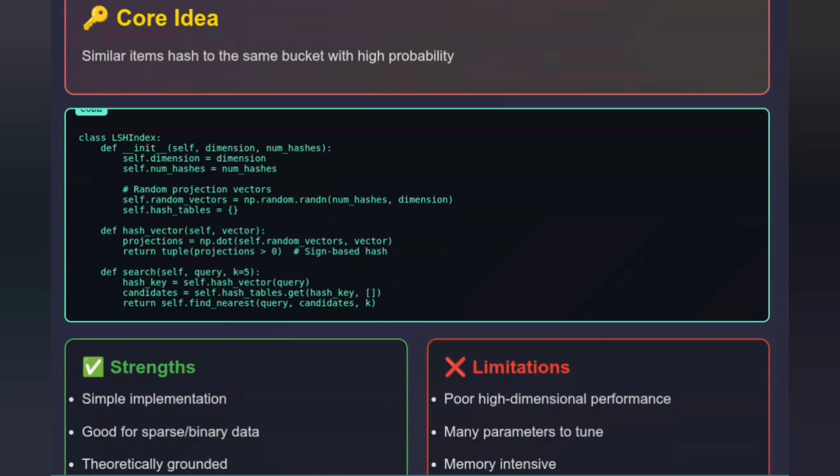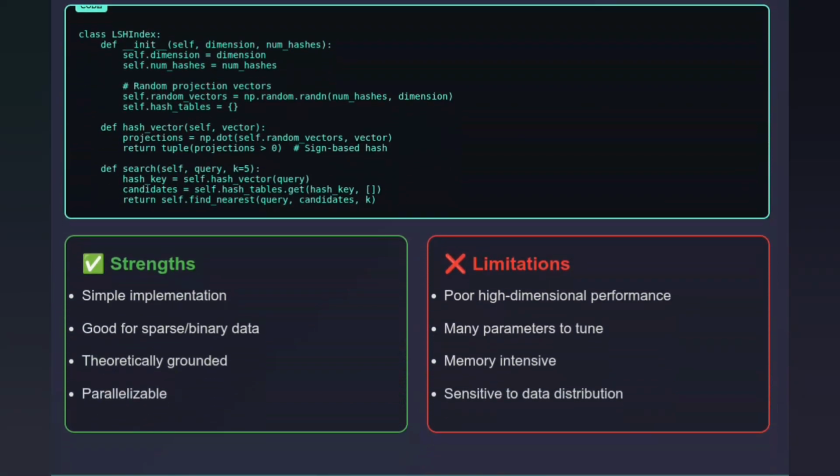reduce our search space. The magic is in designing hash functions where similar points collide, meaning they get the same hash value more often than dissimilar points. Instead of checking all points, we only check points in the same hash bucket. Here's a simple example with random projections. LSH is simple to implement and works well for binary or sparse data. However, it can struggle with high-dimensional dense vectors and requires tuning multiple parameters.